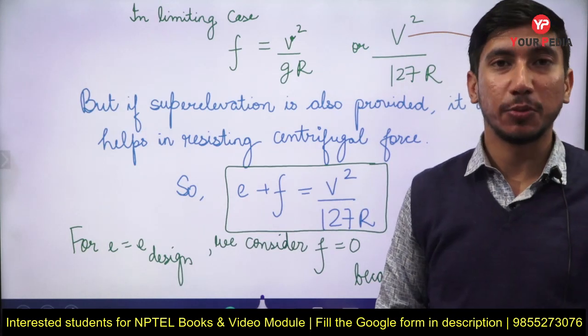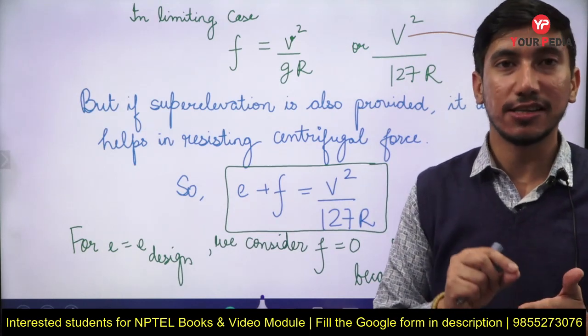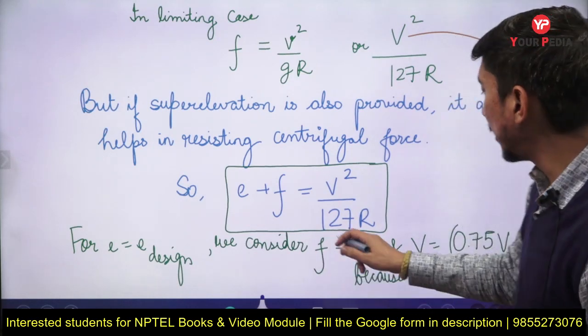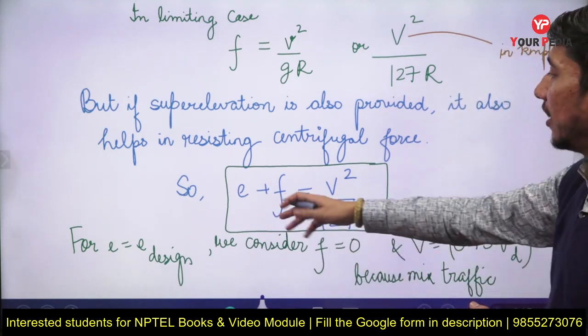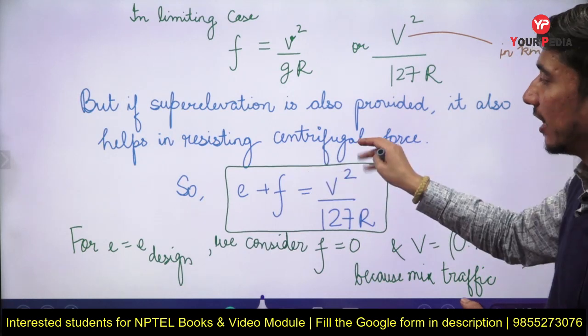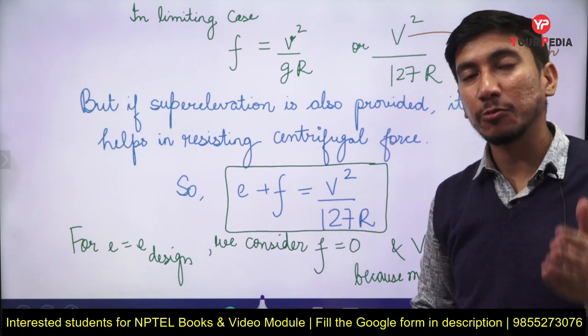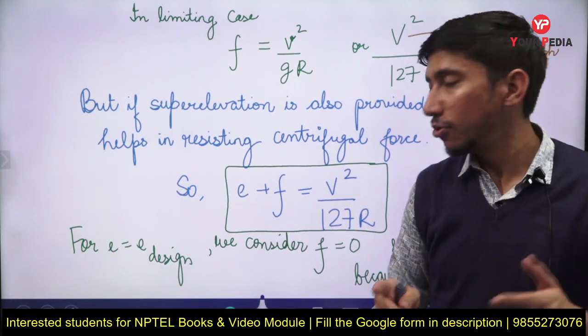Only with the help of superelevation do we want to avoid lateral skidding. We don't depend upon the lateral coefficient of friction. So in that case, F must be totally avoided. It's considered as 0, and that will give me the value of E design, the design superelevation.